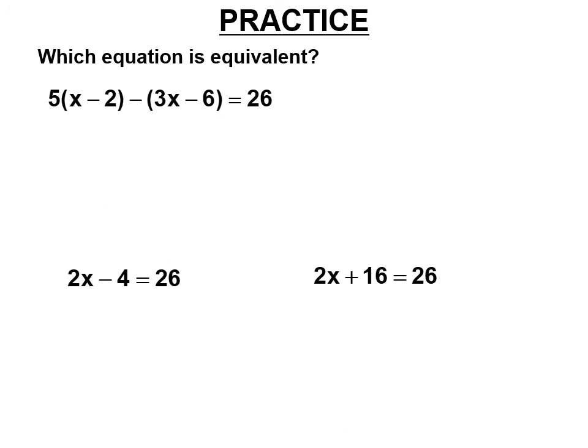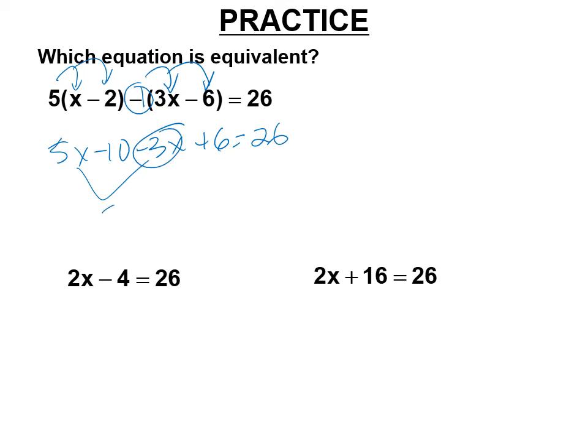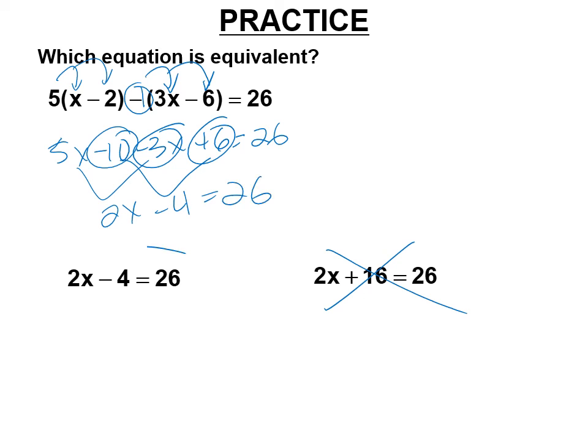All right, so which equation? Here you're distributing a negative 1. So which one? We have to distribute this 5, and we get 5x minus 10 minus 3x plus 6 equals 26. 5x minus 3x, 2x. They both start with 2x. Negative 10 plus 6, negative 4. It's not looking like that one. Yeah, it's this one. That's equivalent. Has the same solution.